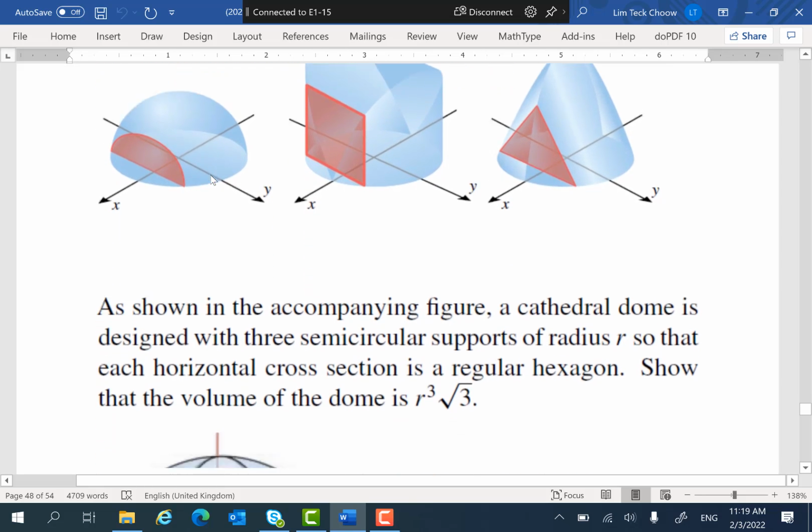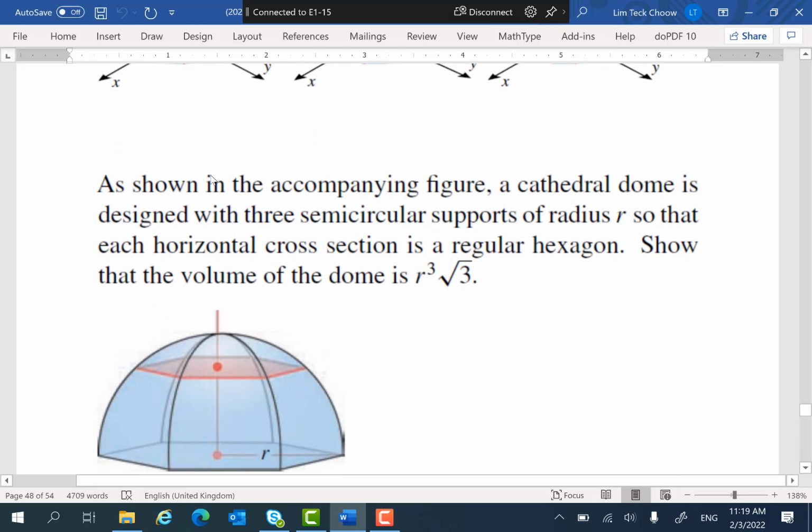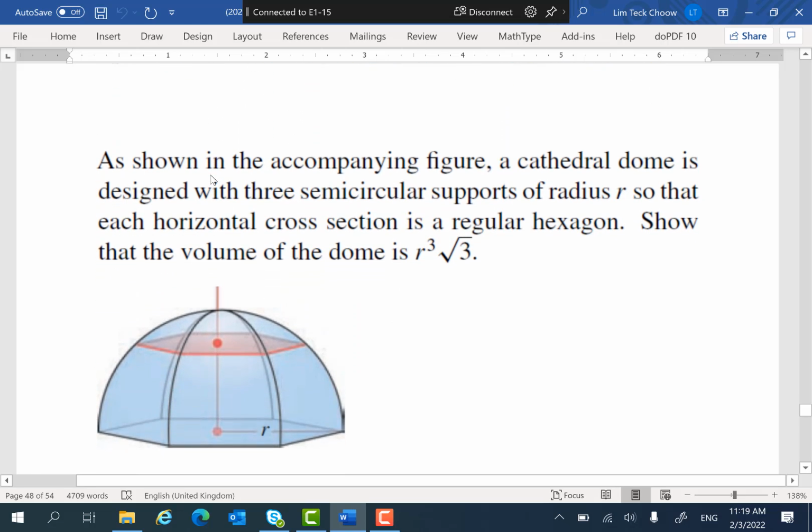Okay, this is another one. This is very interesting, you know. This is a case where the base is... the cross section is a hexagon, six-sided, so you produce an object that looks like this.